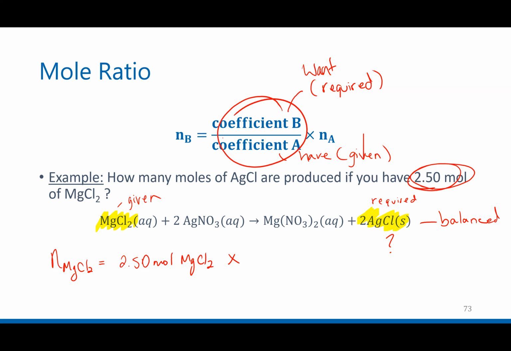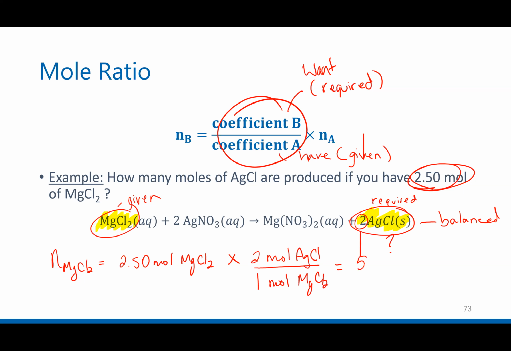The mole ratio is taken from a balanced chemical equation. So I'm going to multiply it by the chemical I'm looking for. Here I have a 2. So 2 moles of AgCl, and I'm going to multiply it by what I'm given, 1 mole. If there's no number in front, it's a 1 of MgCl2. And that's it. I'm multiplying this by 2.